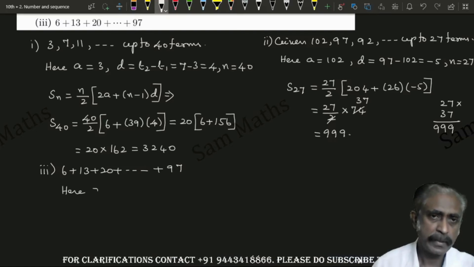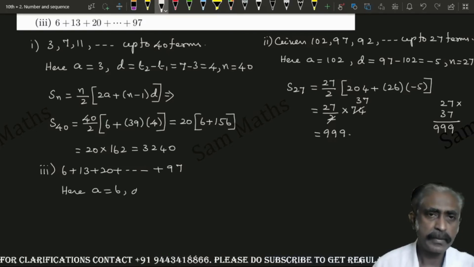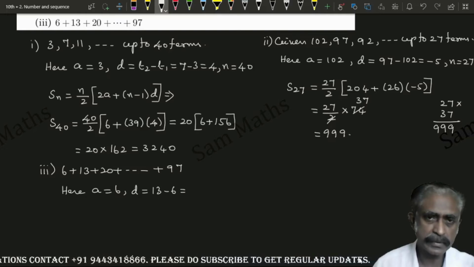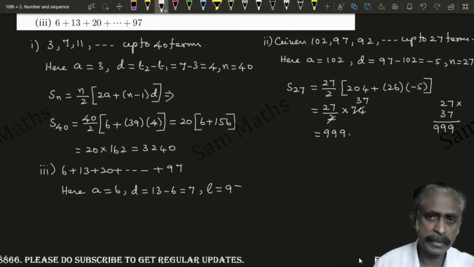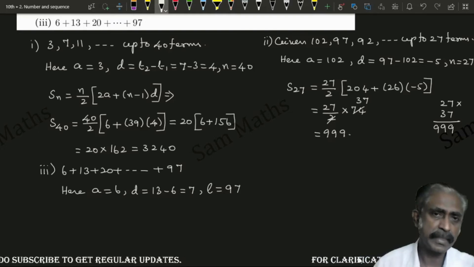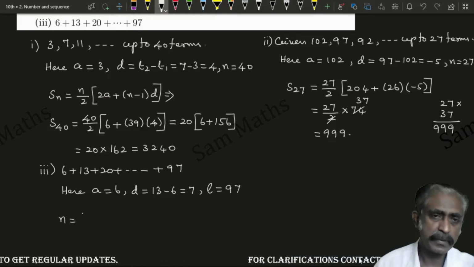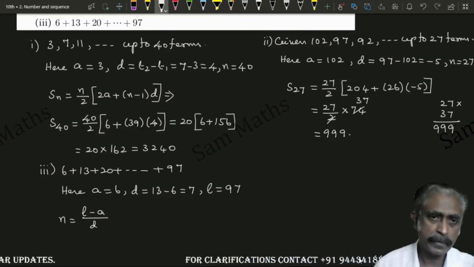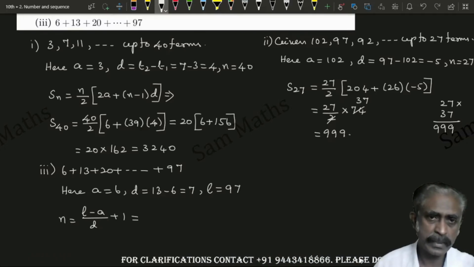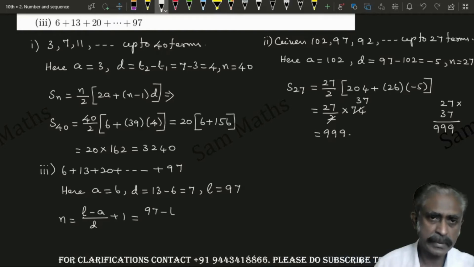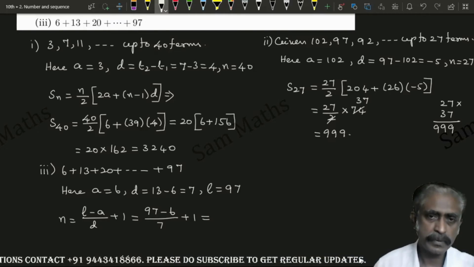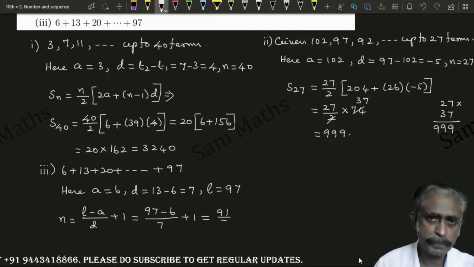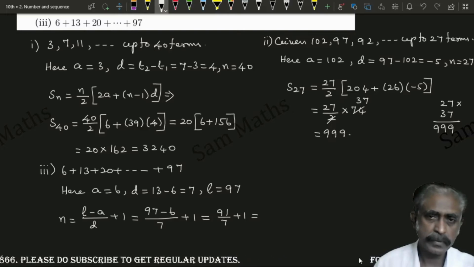Here A is equal to 6, D is equal to 13 minus 6, that is 7, and L is equal to 97. With the help of this data, we can find the N value. N is equal to (L minus A) by D plus 1, that is equal to (97 minus 6) divided by 7 plus 1, that is equal to 91 by 7 plus 1, equal to 13 plus 1, equal to 14.